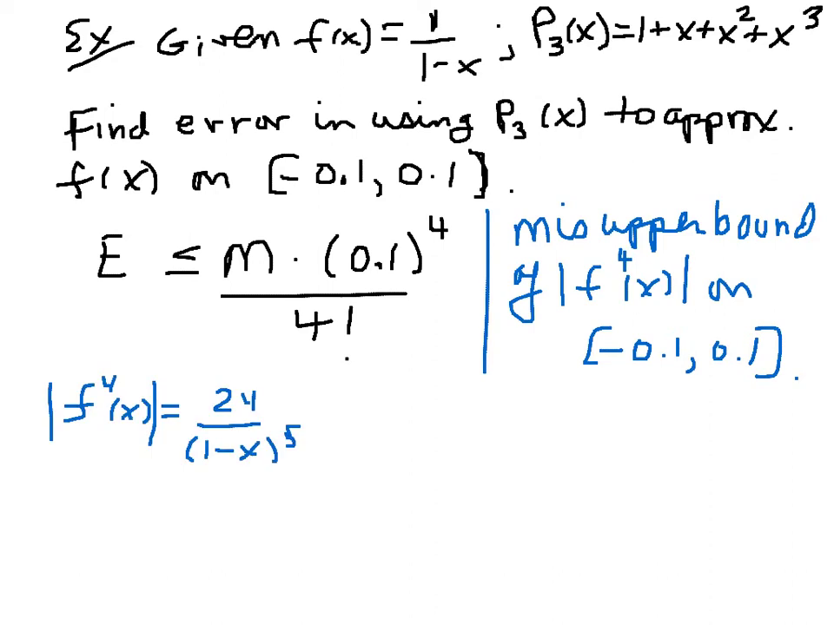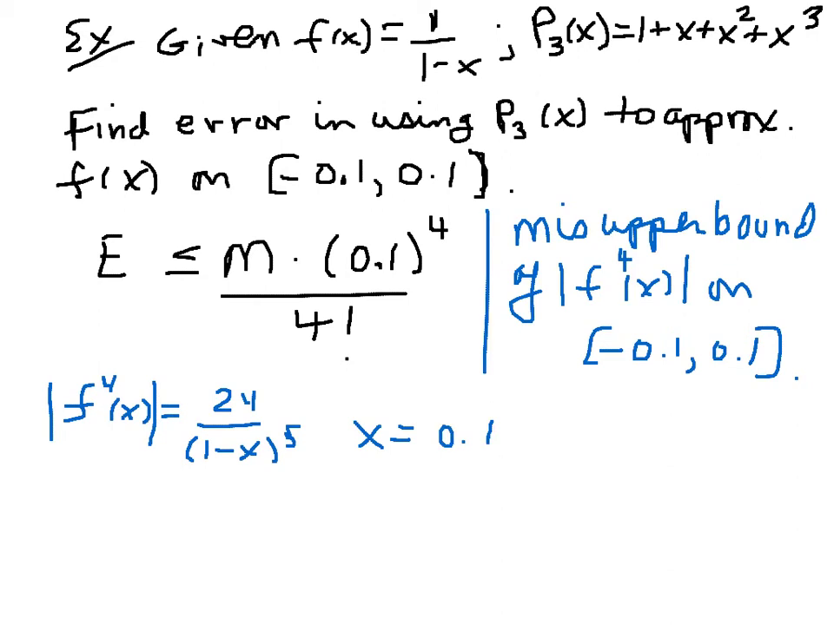So the absolute value of the fourth degree derivative of f of x is 24 over 1 minus x to the fifth. And what we want to do is get the biggest value for that over the interval minus 0.1 to 0.1. We'll get that to be as big as possible by making this be as small as possible. And that will happen if we choose x equal to 0.1.